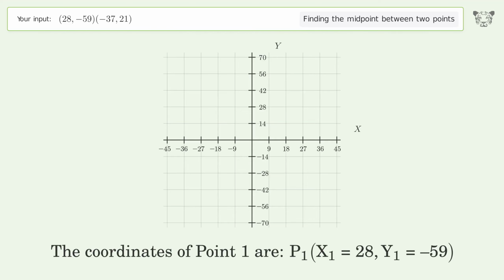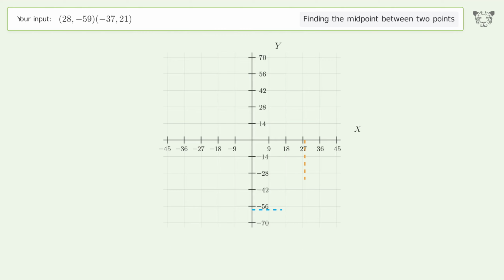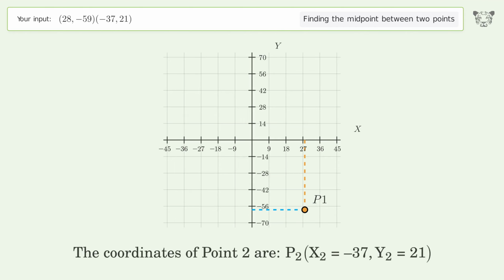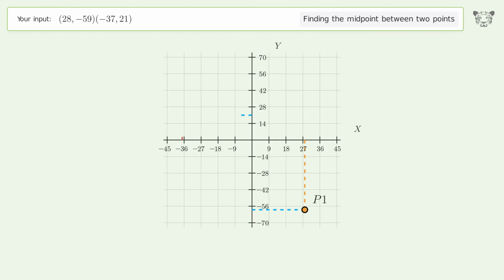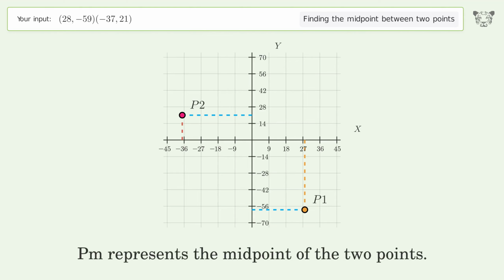The coordinates of point 1 are, x1 equals 28, y1 equals -59. The coordinates of point 2 are, x2 equals -37, y2 equals 21. PM represents the midpoint of the 2 points.